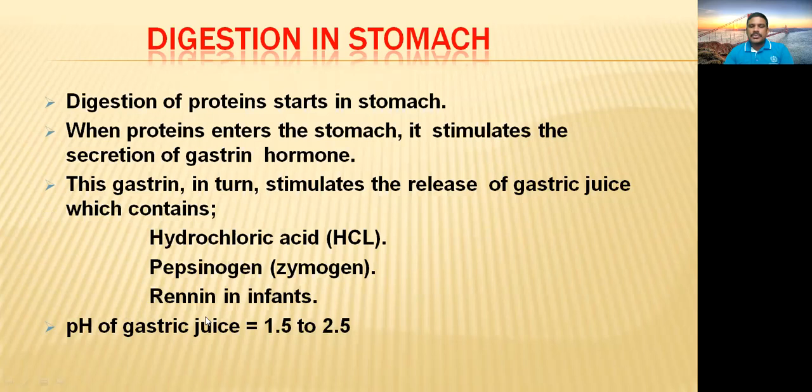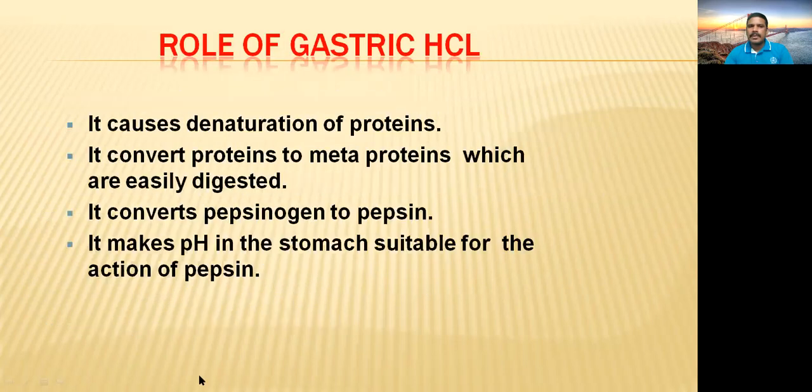So in the gastric juice, pH will be around 1.5 to 2.5. The reason for this lower pH value is the presence of HCl in the gastric juice. And this lower pH value is very, very important for the functioning of pepsin enzyme. So role of gastric hydrochloric acid. What is the function of hydrochloric acid present inside the gastric juice? The hydrochloric acid causes denaturation of proteins, and this denaturation is very helpful in digesting the protein. And the HCl also helps in converting proteins to metaproteins, which are easily digested.